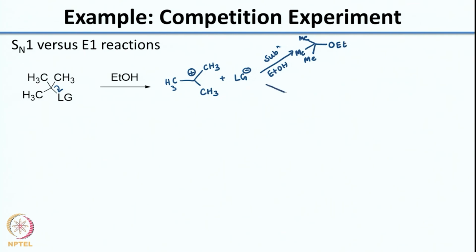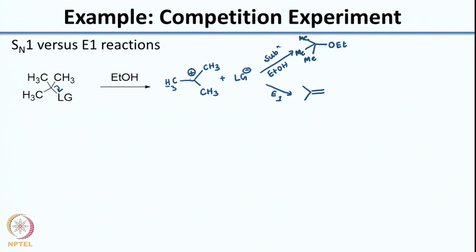If it undergoes elimination, so the E1 mechanism, what you would end up getting is this product being formed, because now what will happen is you will have a proton being abstracted from any one of these hydrogens to form the corresponding double bond. So, these are the 2 products that are possible.